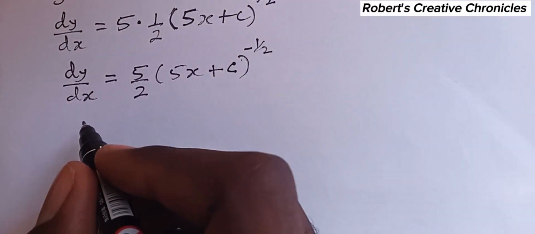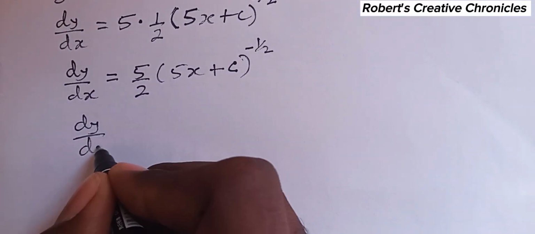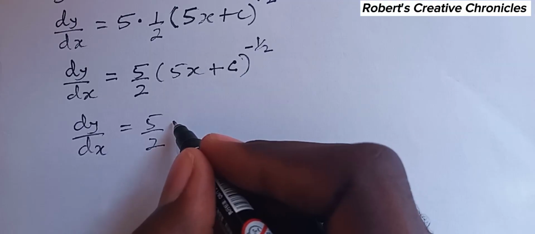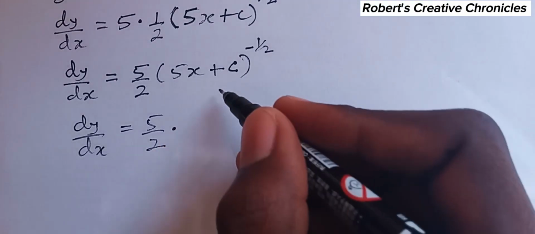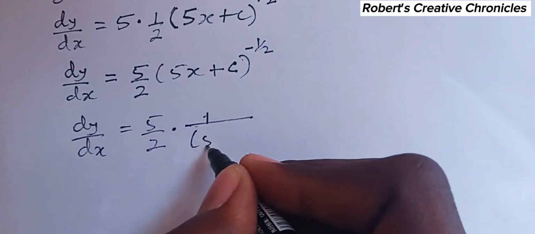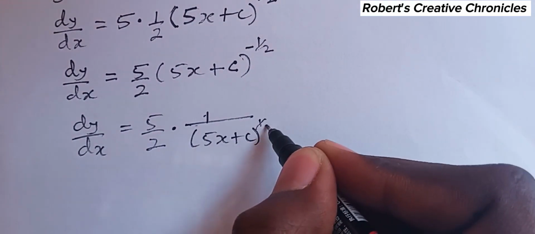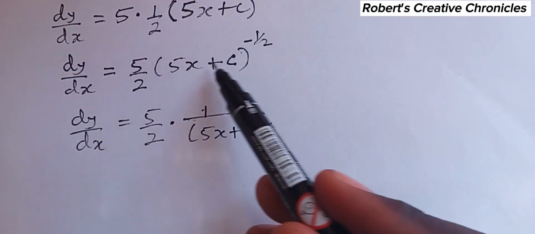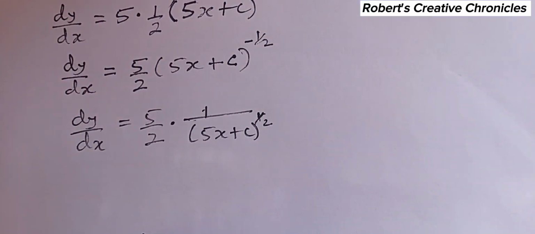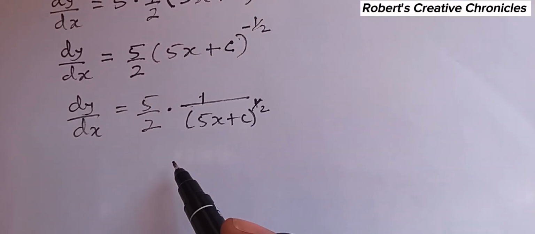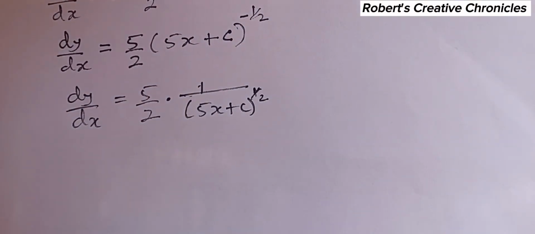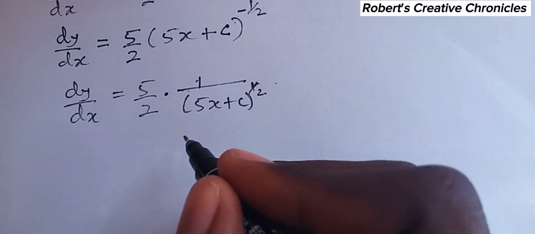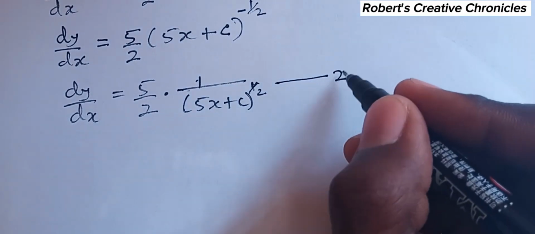In the same way, this function is the same thing as 1 over (5x plus c) to the half. So this function is the same thing as this. Hence, this will be our equation 2.